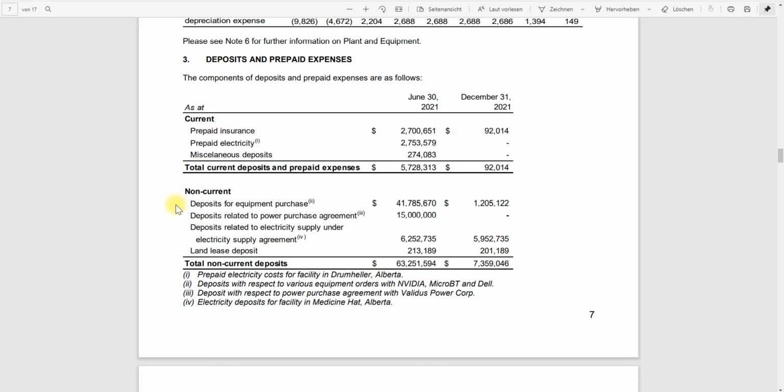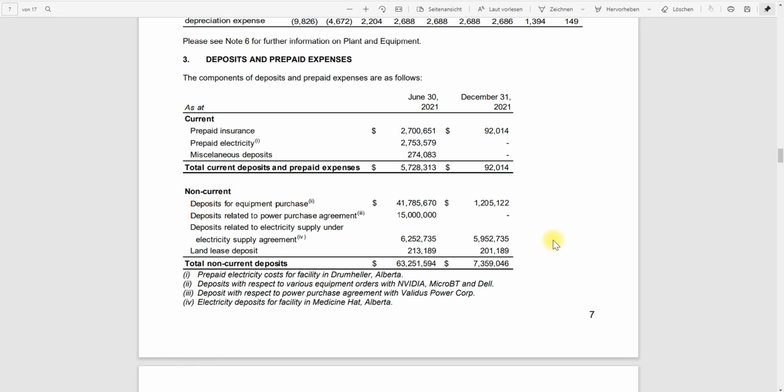Okay, so when we go to the assets here from Hut 8, we can see that they have a lot of deposits made, for example, for equipment purchase. So that's the Nvidia GPUs, for example, or the MicroBTs they ordered, the Bitcoin ASICs to mine Bitcoin. And for the power purchase agreement with Validus Power here, they already paid 15 million Canadian dollars. I think they built the facility there, these additional 100 megawatts, and Hut 8 will pay only 2.7 cents per kilowatt hour.